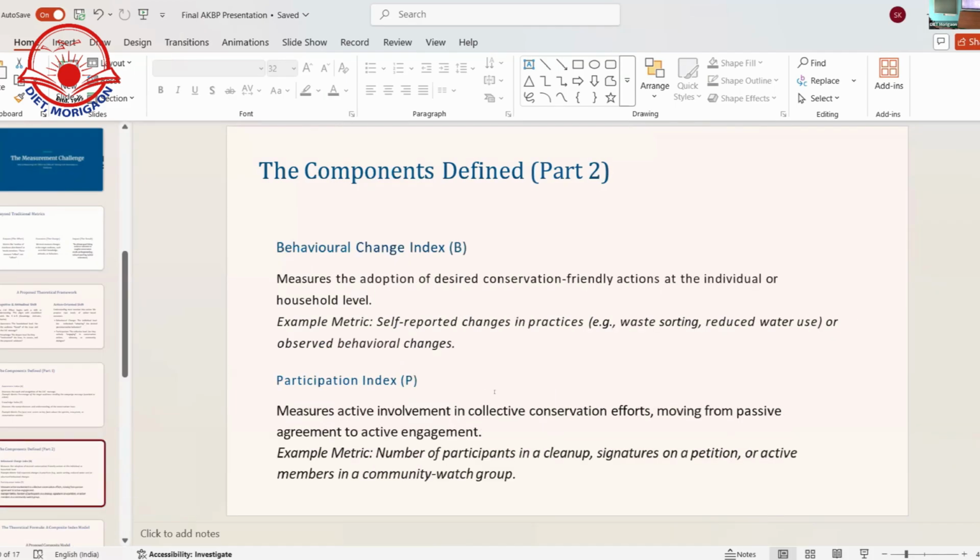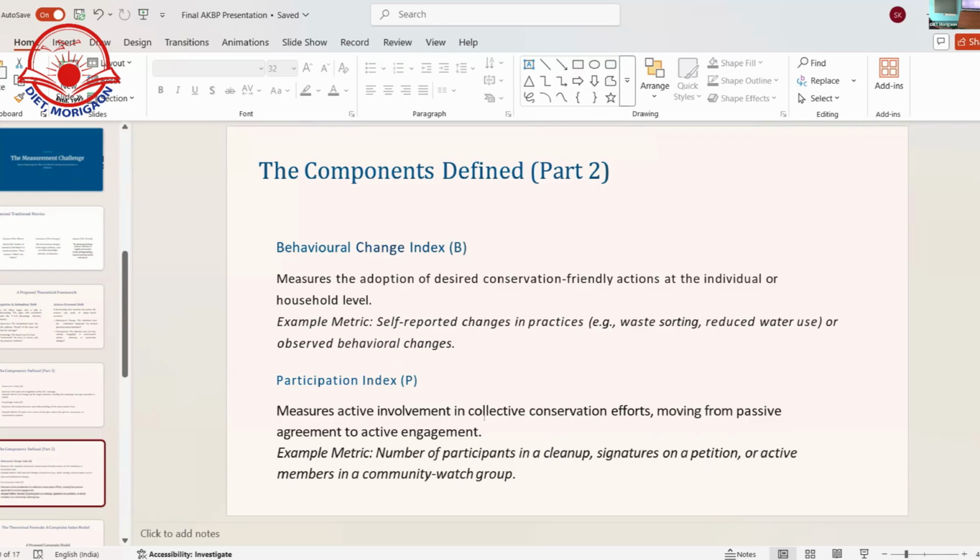And then the behavioral change index. We can have the report as self-reported changes in the practice, or what we can observe, what kind of behavioral changes occurred among the people of a particular group.